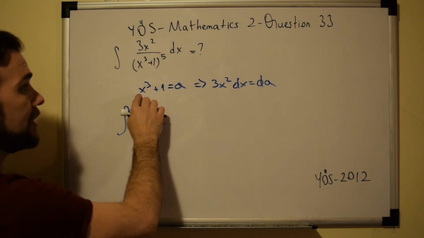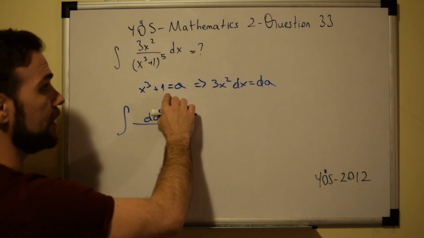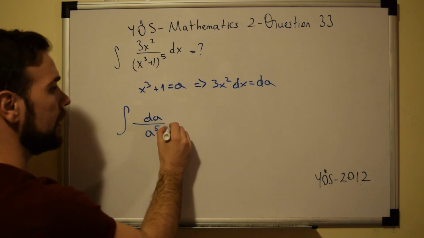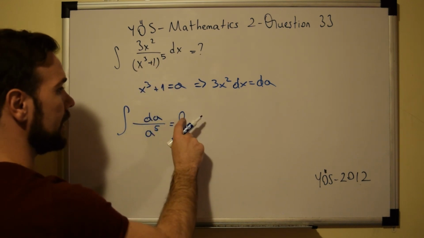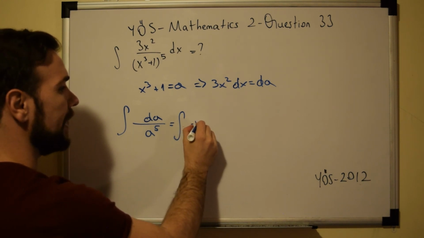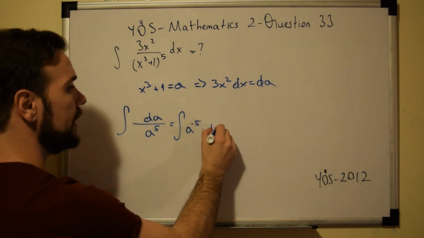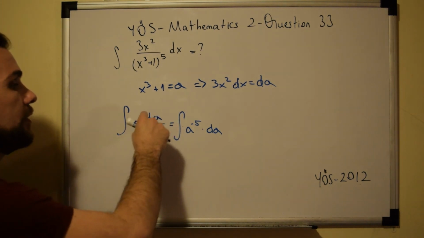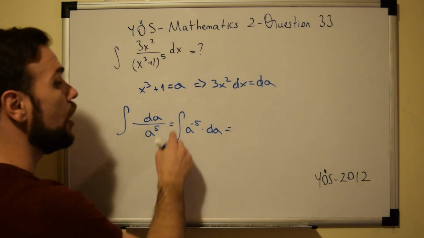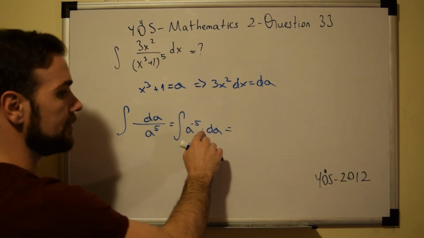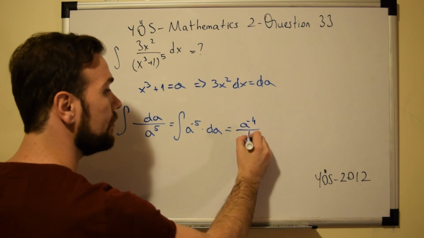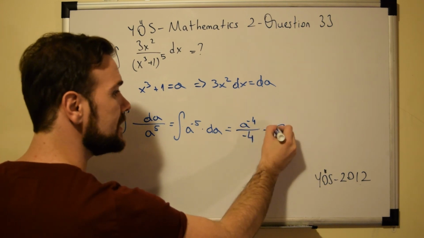over, we have the expression x to the power of 3 plus 1 equal to a, so I will take a to the power of 5. What is another way I can write this expression? It is a to the power of minus 5 times dA. So I just switch sides of a to the power of 5. So the integral of a to the power of minus 5 times dA is equal to a to the power of minus 4 over minus 4 plus c.